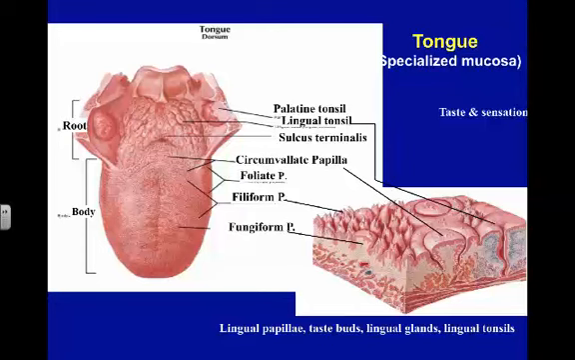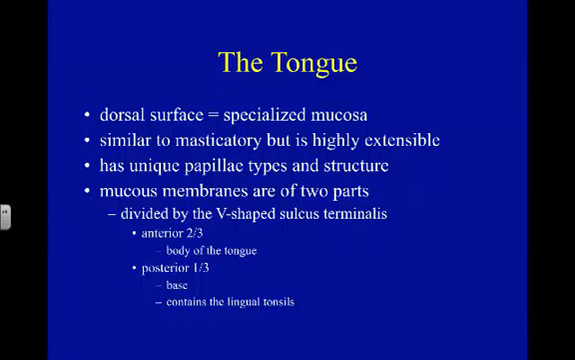Then we come into the tongue. Should be done in a few minutes. For taste and sensation, it's got your papillae. The dorsal surface has the specialized mucosa. The body of the tongue is the anterior 2/3. The root of the tongue is the posterior 2/3. The posterior of the tongue also carries the lingual tonsils.